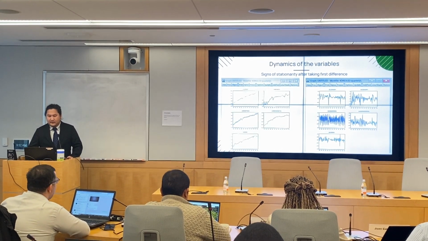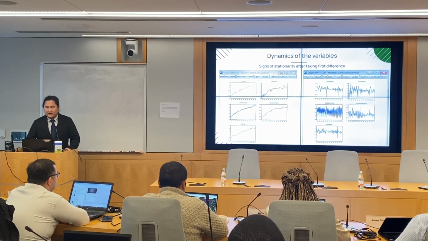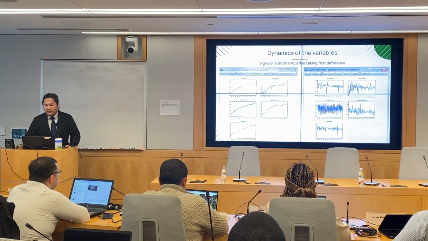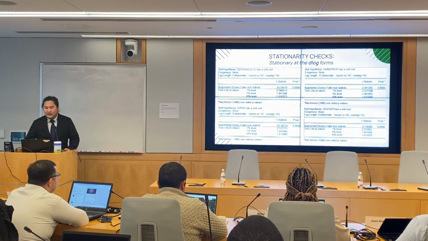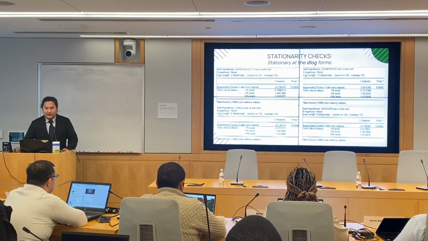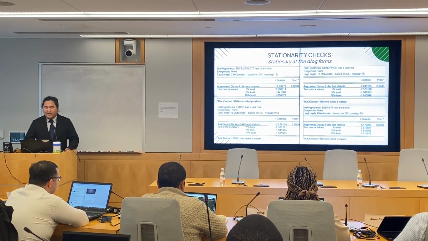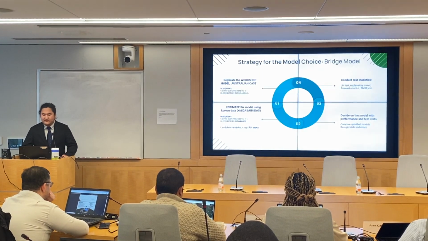If you look at the dynamics of the chosen variables, if we take the first difference of the logs, you can see they are fairly stationary. So those are the estimates of the unit root tests that have been used on the variables that had not been estimated by our teammates.